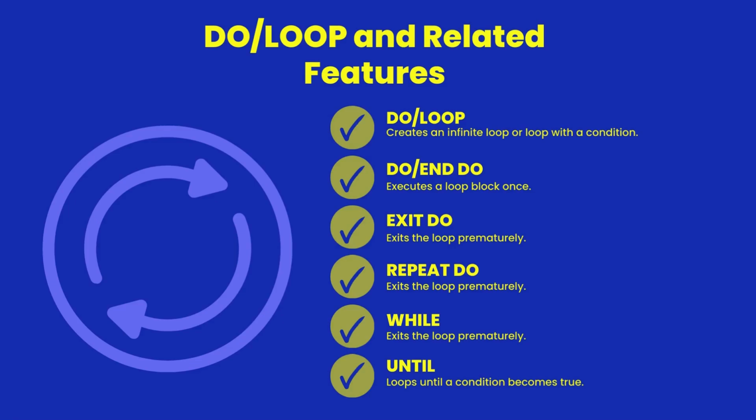is met. Do, end do executes a loop block once. Use exit do to exit the loop prematurely, and repeat do to restart the loop from the beginning. While and until can occur anywhere within a loop to control its execution based on conditions.